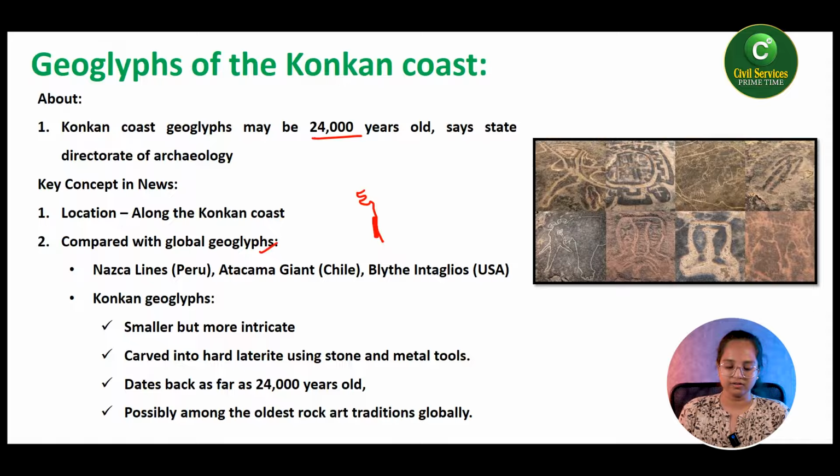And when these geoglyphs of Konkan Coast are compared with global geoglyphs like Nazca lines, Atacama giants and intaglios, the Konkan geoglyphs are smaller but more intricate, and they are carved into hard laterite stone using stone and metal tools. And it dates back to 24,000 years, and possibly it is among the oldest rock art traditions in the world.